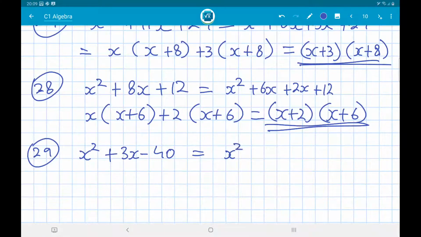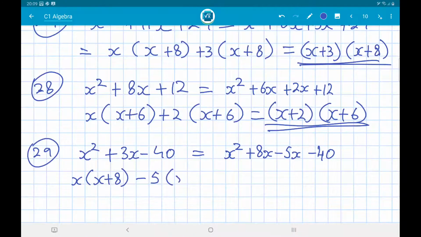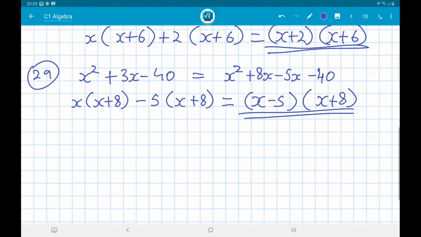So we have x squared plus 8x minus 5x minus 40. That gives you x as a common factor for these two, and it would be x plus 8 minus 5, and you get x plus 8. The reason you get plus is because we've taken out the minus 5 as a common factor. So minus 5 multiplied by 8 gives you minus 40. And this would end up with x minus 5 times x plus 8. And that is the final answer.